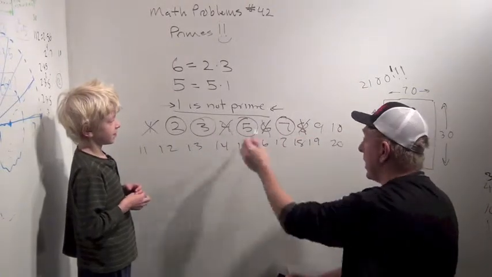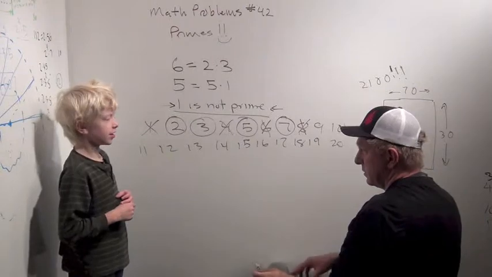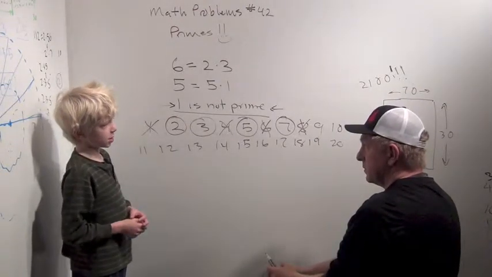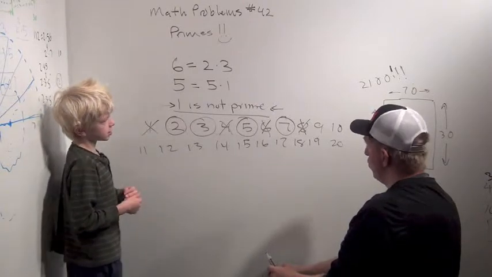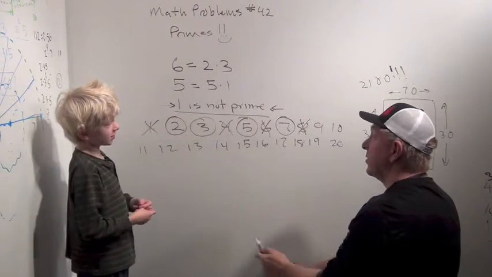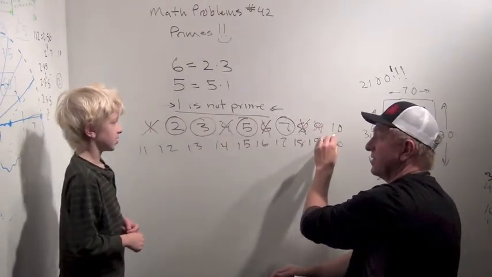What about 9? Maybe all odd numbers are prime. What about 9? I think so. Wait, let's check. What's another way to write 9? Oh, 3 times 3. Aha! 9 is not prime. 10's not prime because it's divisible by 2.